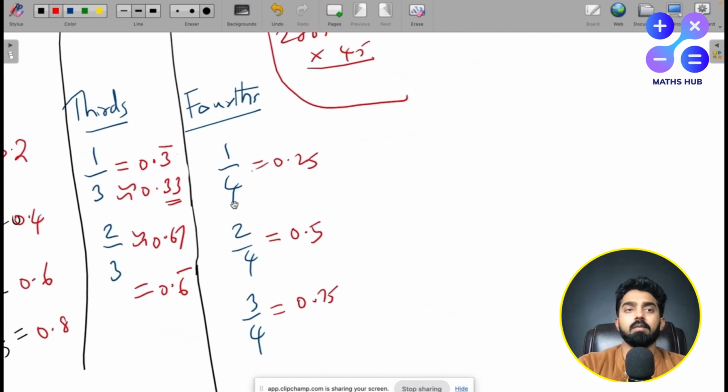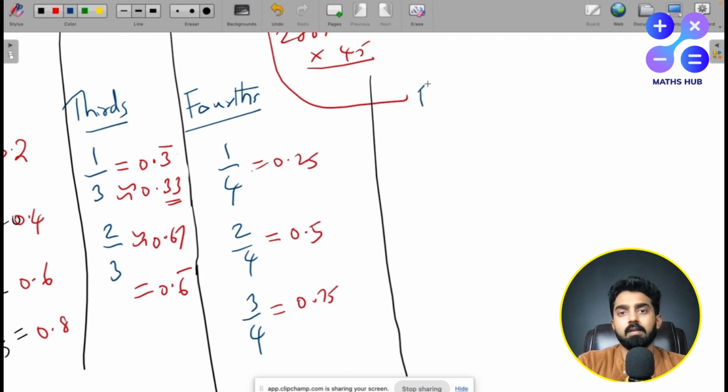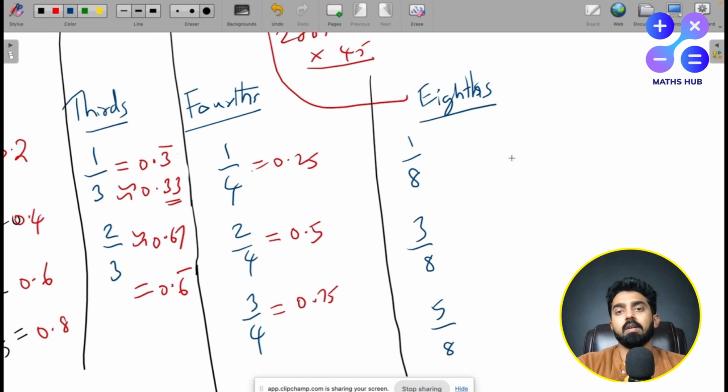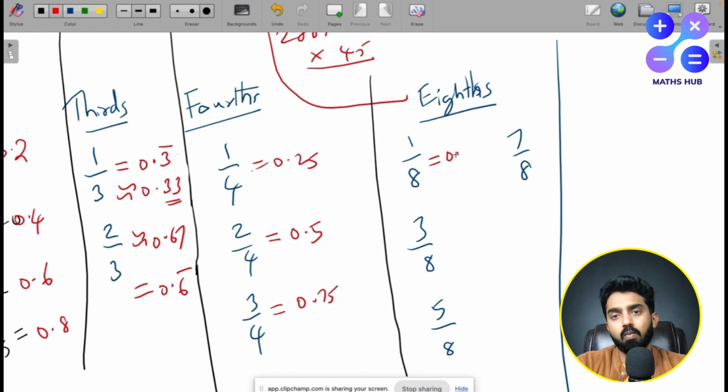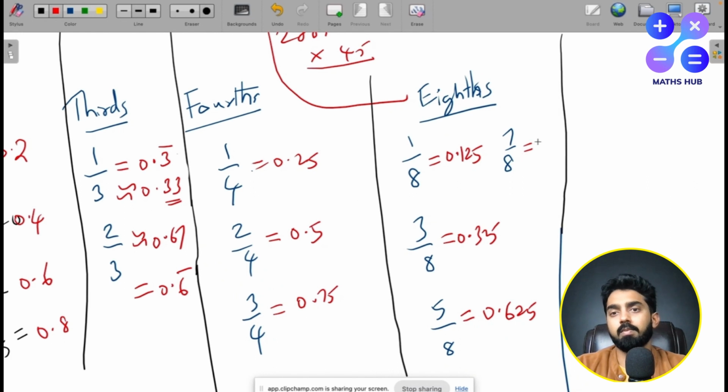Now moving ahead, you have something called eighths. In eighths, you will have 1/8, 3/8, 5/8, and 7/8, which you need to know. So 1/8 is 0.125, 3/8 is 0.375, 5/8 is 0.625, and 7/8 is 0.875. So 7/8 is 0.875.